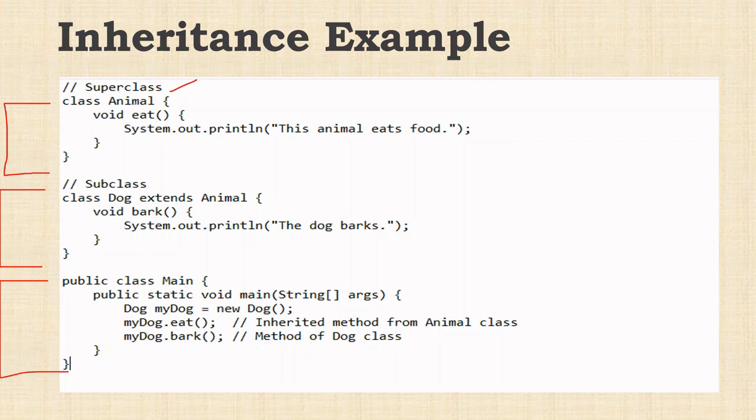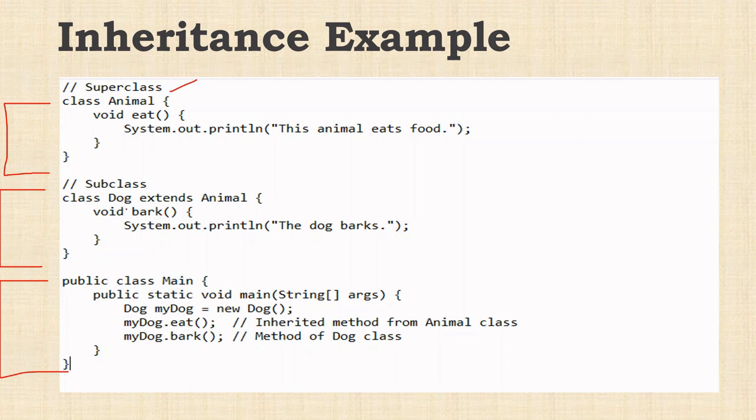Okay, so animal has the eat property. We have declared one eat method, and we are going to create one dog class which is going to extend animal. Dog can also bark and dog can also eat, so we are going to extend the functionality of animal.